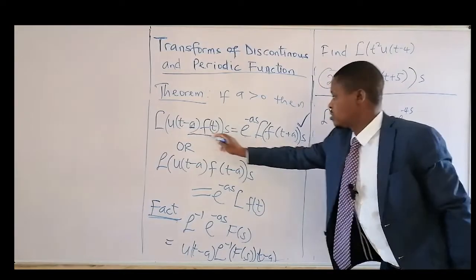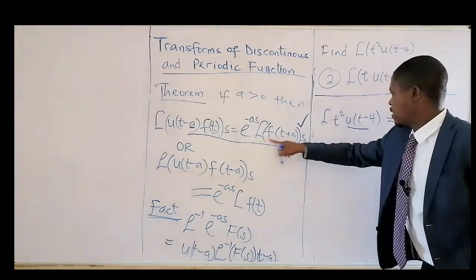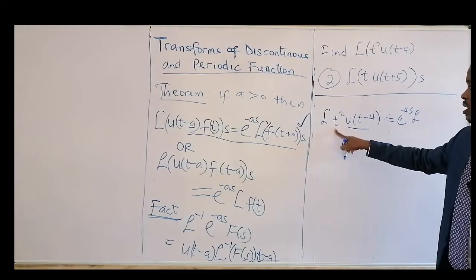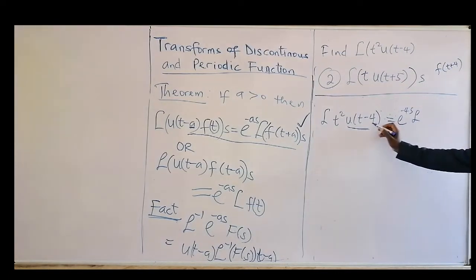Then look at this first one here. Then Laplace of what? Laplace of f. Our f here is t squared, so we are going to place it, it's going to be plus 4. Whatever you have here, t plus 4. So that's why you're going to substitute there.